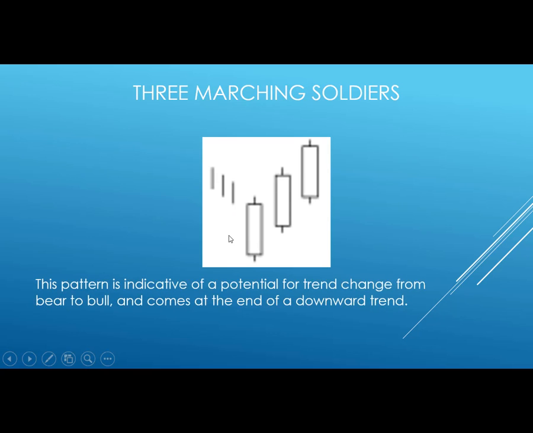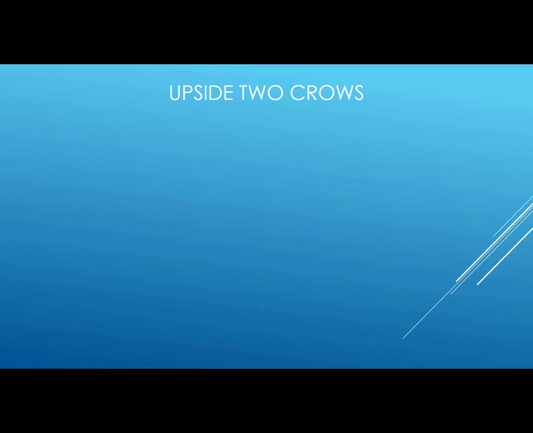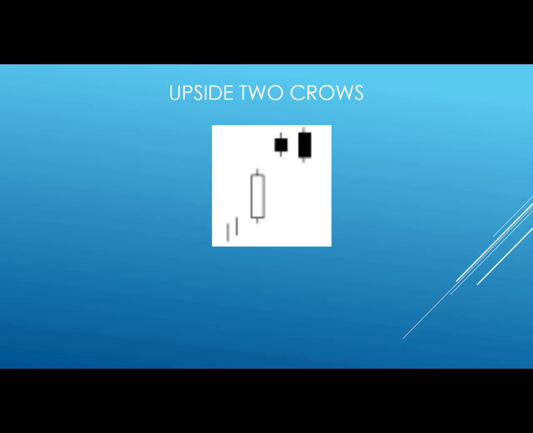Upside two crows. We are here in a bullish function. Then we have a gap up, followed by two dark candles. This is an indication of a trend change. We would expect the stock price to go down from here.